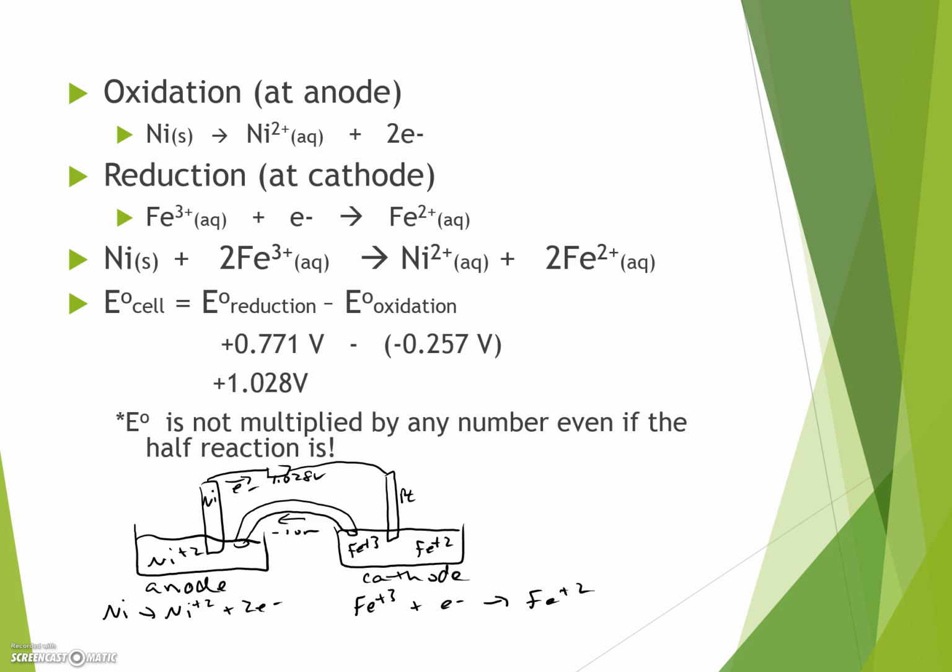And what we're doing here again is we're taking a redox reaction and we're producing an electric current. So we're looking at electrochemistry, where electricity is generated from a chemical reaction.